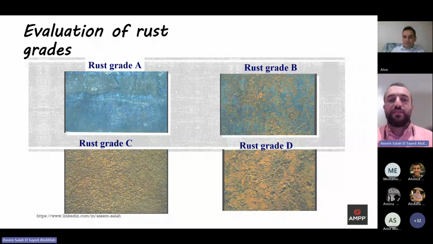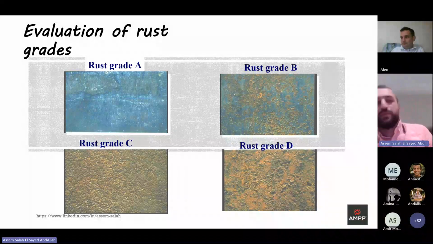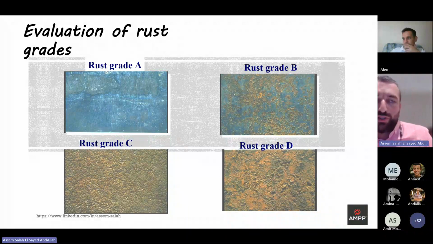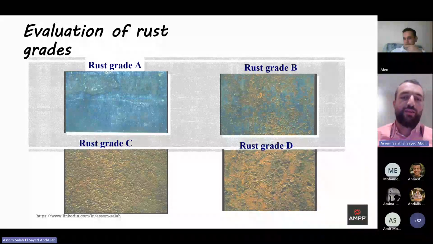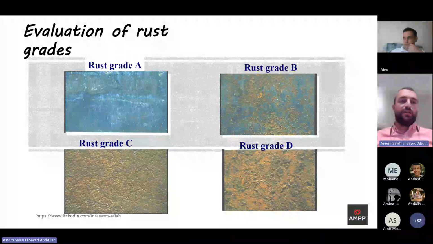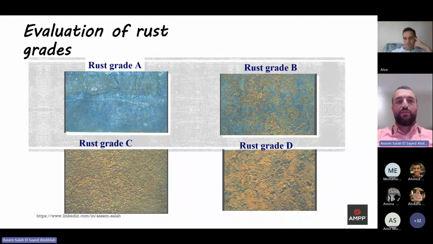But in some cases we have to deal with members which are subjected to rust grade D. Maybe in some cases you have all the stored members, all the stored steel plates which have been subjected to rust grade D, and we have to deal with it. It will not be scrapped. You have to use it, and you have to protect it by painting or by any other way, right?